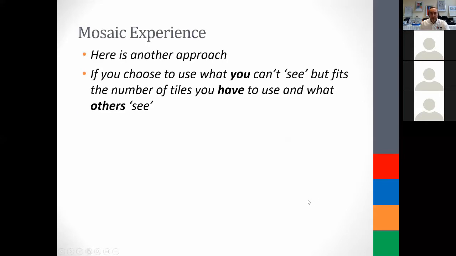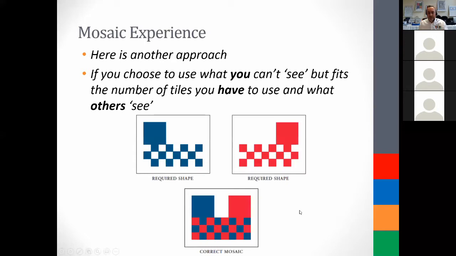Another approach is if you choose what you can't see, so you're relying on trusting your other individuals, but it fits with the number of tiles you have and what the others do see, then you can make something like this. So in fact, the correct mosaic is shown there at the bottom. So the required shape is solid at the top and has the holes in it, which need to be there in order to fit in the red shape if I'm talking from a blue perspective, or the blue shape if I'm talking from a red perspective.